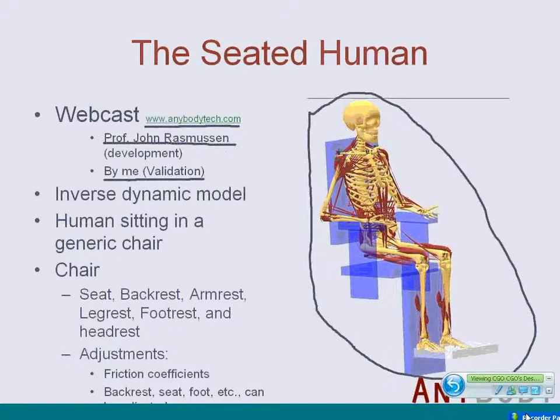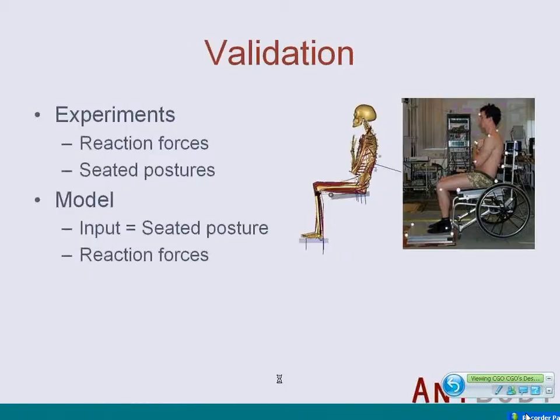So basically we have this seated model over here that you can change into whatever posture you would like and sit in whatever chair you would like. You can change friction coefficients of the support surfaces and so on as well. For the validation, I said I only have this one slide, so if you already saw this work, then bear with me for a second or two.